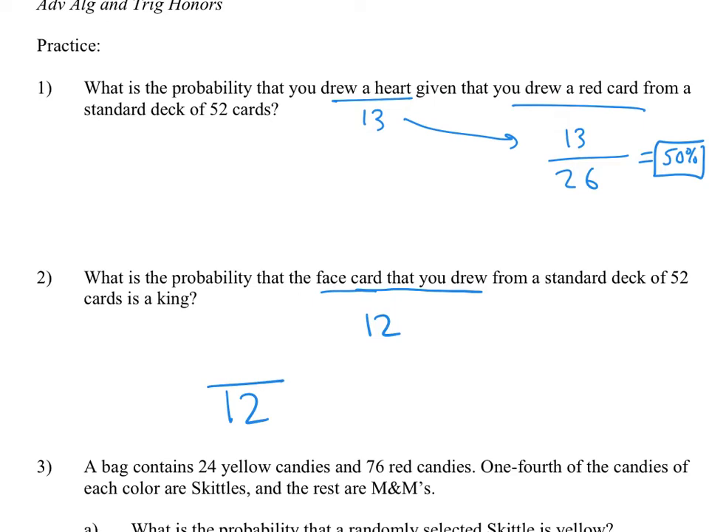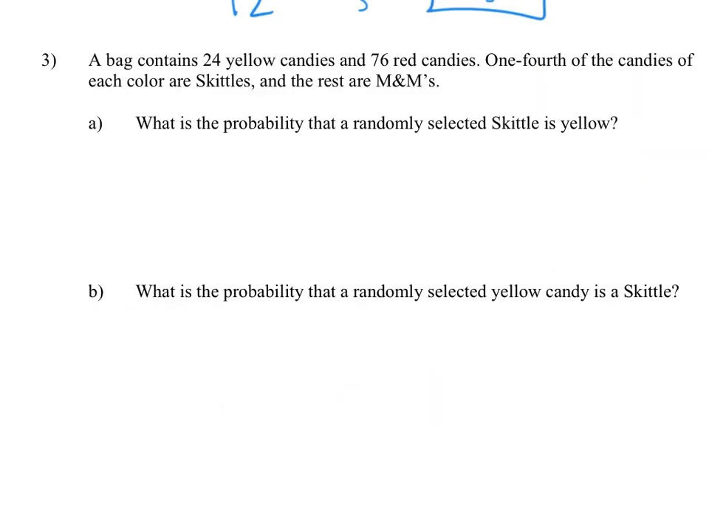So that's our denominator. What's the probability that one of those cards is a king? Well, there are 4 kings, so 4 out of 12, or 1/3, or 33.33%. Number 3, a bag contains 24 yellow candies and 76 red candies.